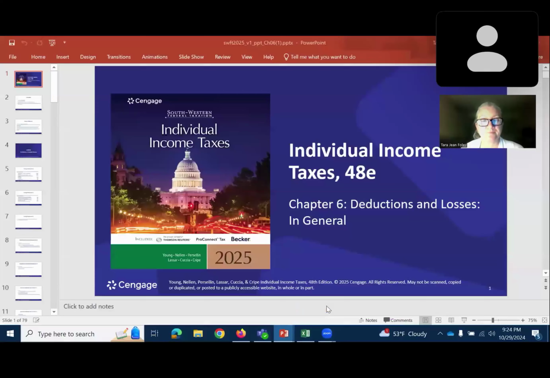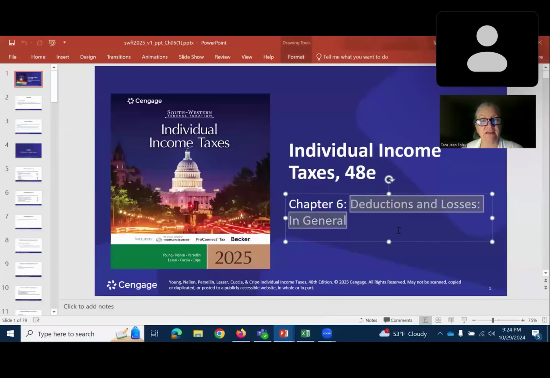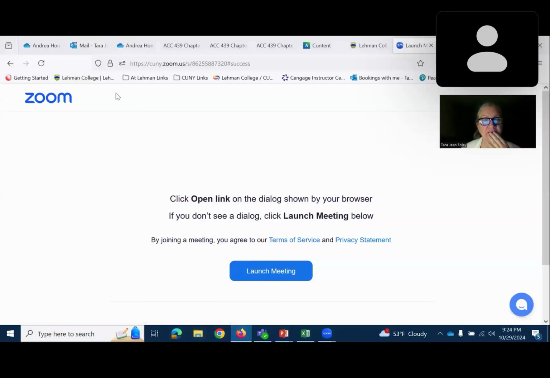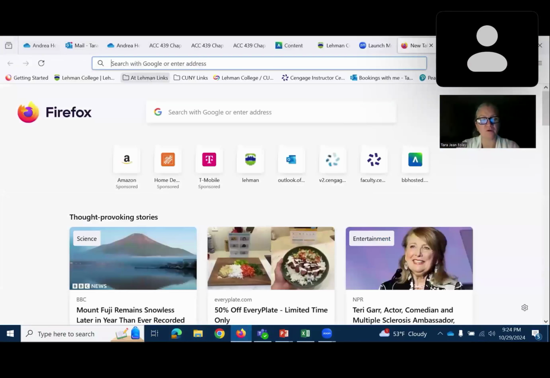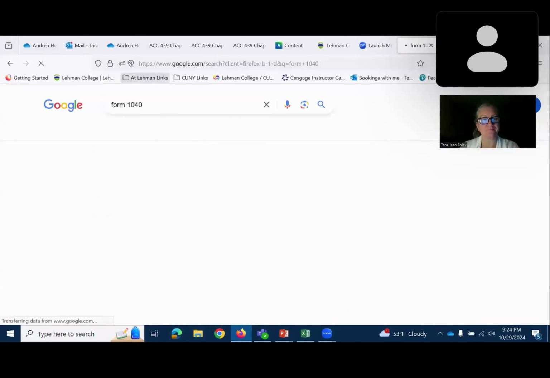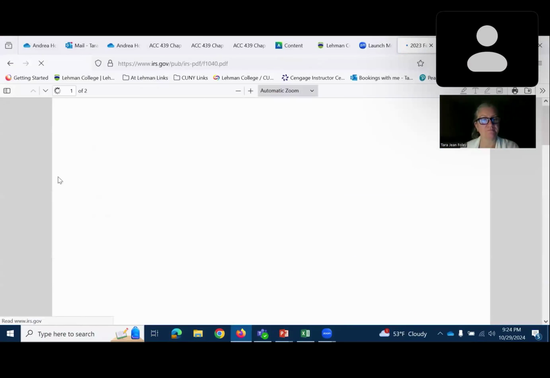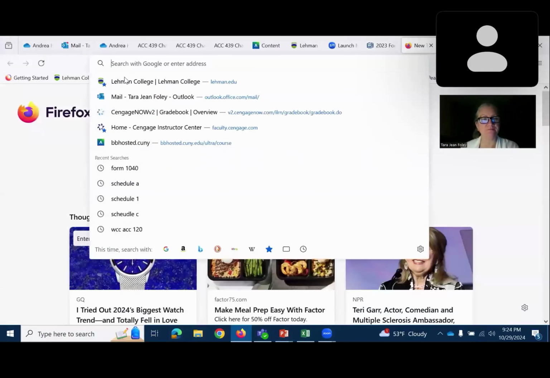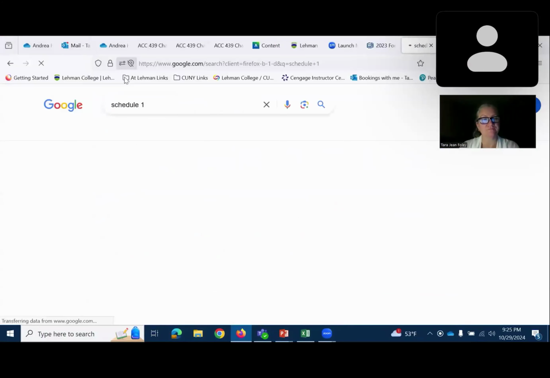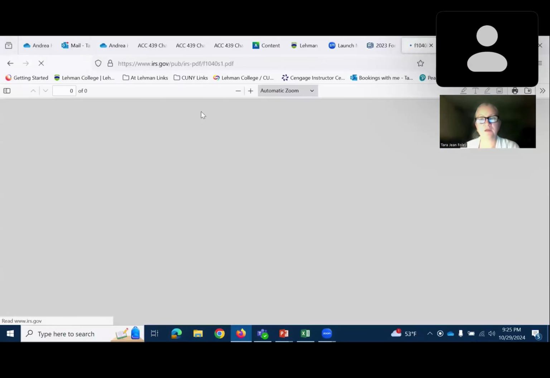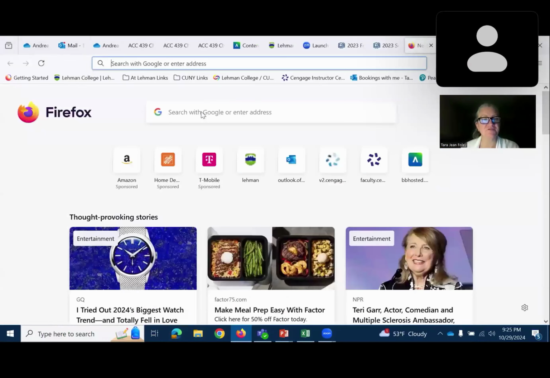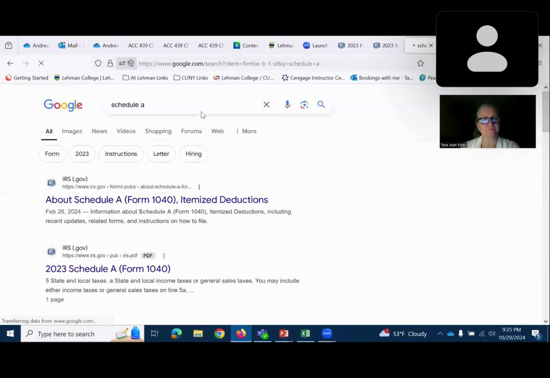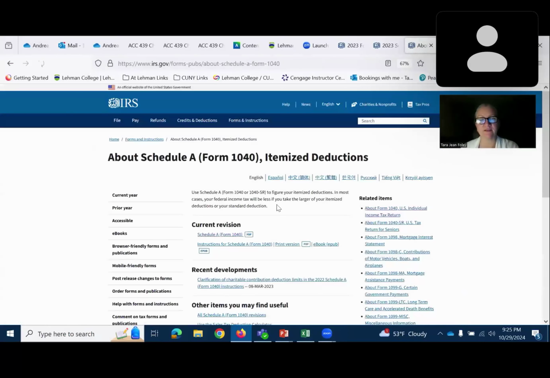Okay, so chapter 6, deductions and losses. We're going to talk about what we're allowed to deduct and what we're not allowed to deduct. And for the things that we are allowed to deduct, to what extent can we deduct them? So I'm going to pull up Form 1040, Schedule 1, Schedule A, just for examples. Oh, and also Schedule C.